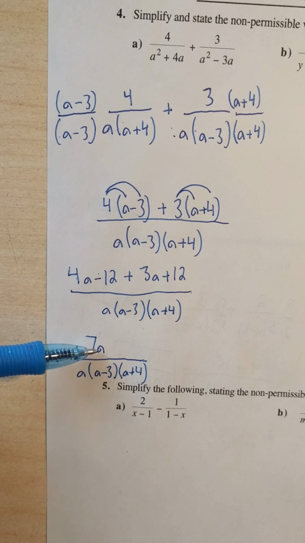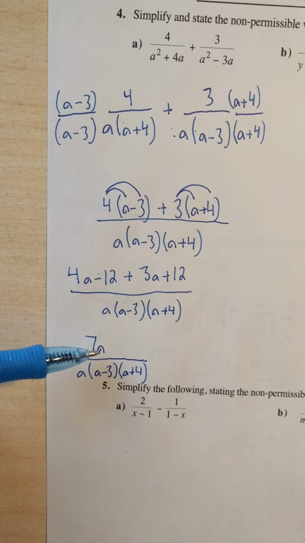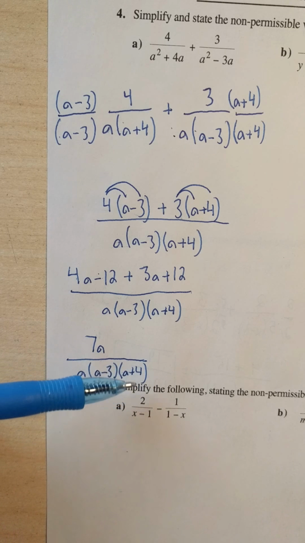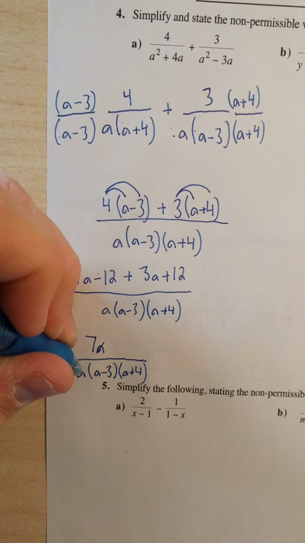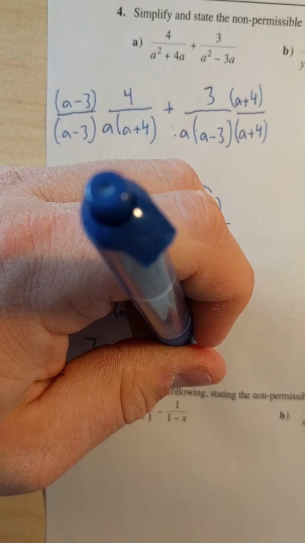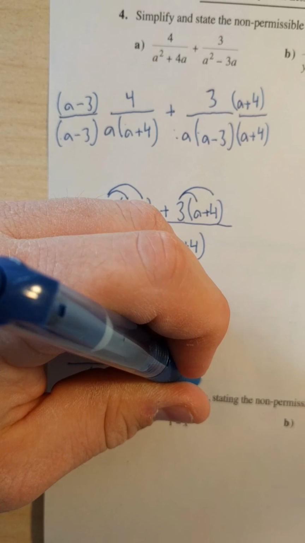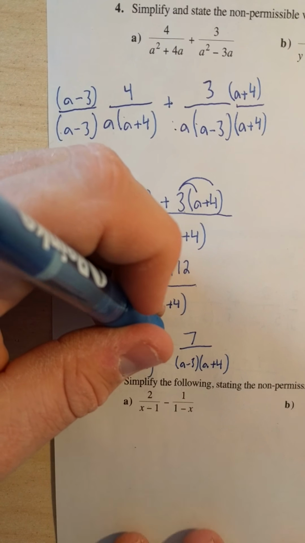The top has an a, the bottom has an a, so we can actually cancel these out. You can't cancel out this a with the a inside this bracket or the a inside the other bracket because they're inside the brackets, meaning they are a part of a factor. They're not a factor unto themselves. So this a and this a cancel out, and so we get 7 over a minus 3, a plus 4. And now we're done.